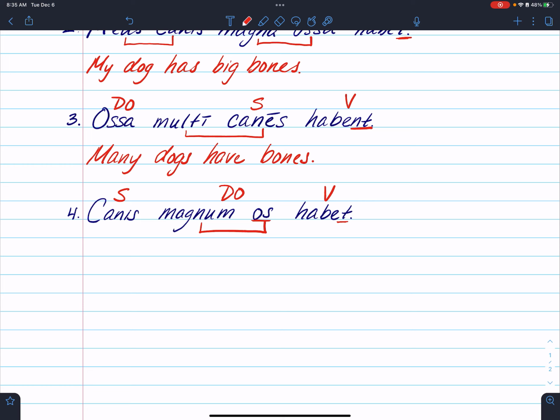Start with your subject. The dog. Alright, the dog. Wait, no. Yeah, the dog. Habet. Has. No, have. Yeah, you're right. Has a magnum os. A big.